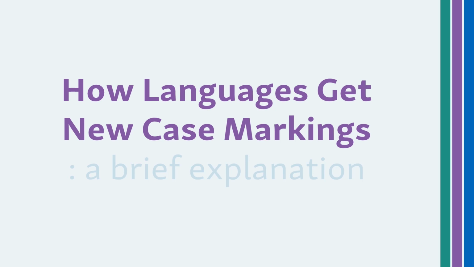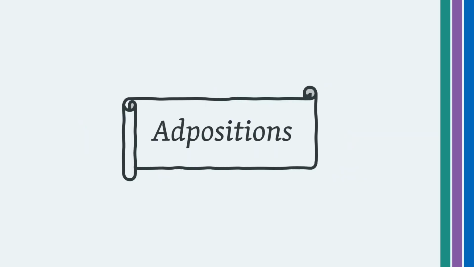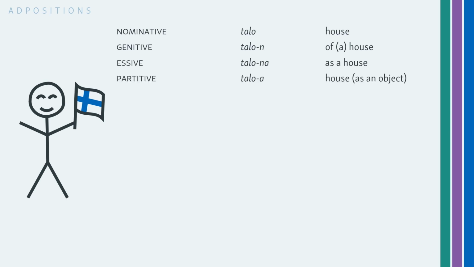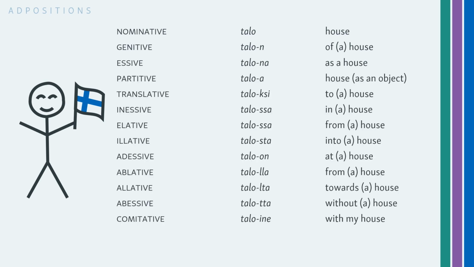First off is cases from adpositions. Now, a lot of cases in the languages that have lots of cases are basically like prepositions in English. In Finnish, for instance, you have the nominative, accusative, genitive, partitive, essative, translative, inessive, elative, illative, adessive, ablative, allative, abessive, commitative, and instructive. And a lot of these are pretty much things we would use a prepositional phrase for in English.